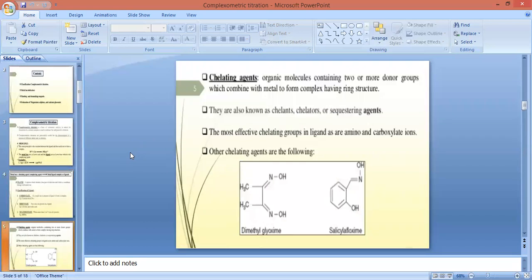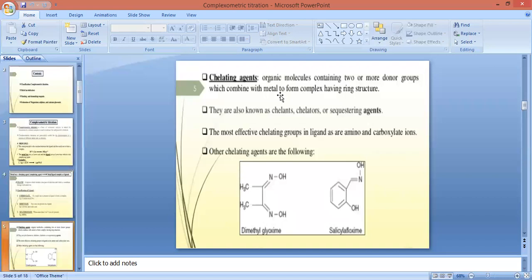Next, what are chelating agents? Chelating agents and complexing agents are both the same. They are organic molecules containing two or more donor groups, that is, they are electron rich, which combine with the electron deficient metal ion to form a complex, and the formed complex will have a ring structure. These chelating agents are also known as chelatants, chelators or sequestering agents.